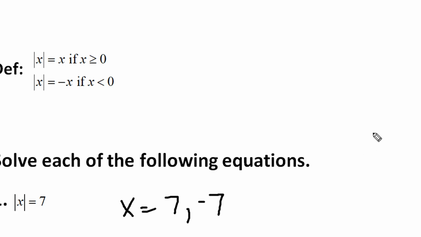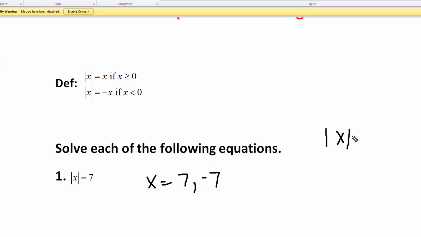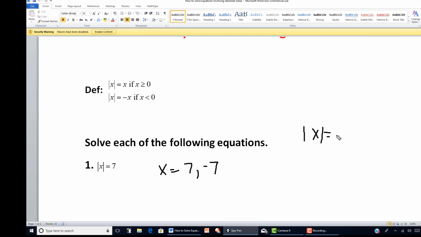Now, keep in mind, if I make the equation absolute value of x is equal to a negative 7, then this would have no solution. The solution set would be empty, because we just said the absolute value of any quantity is always a positive number or 0. Well, negative 7 is not a positive number, it is not 0. That's all there is to it if you have just one absolute value and it's isolated.